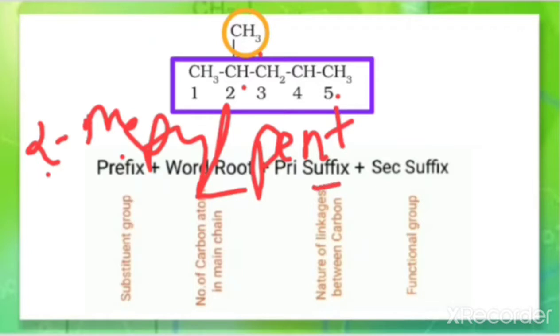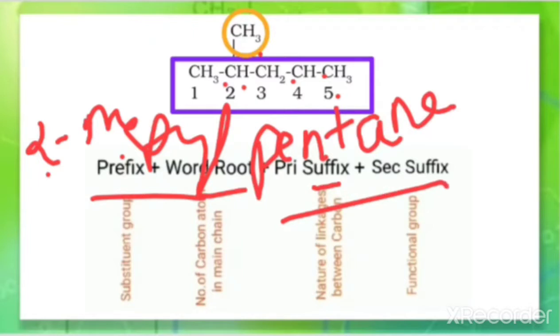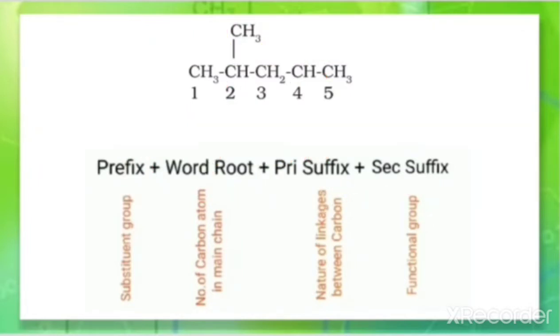Next, the primary suffix. The primary suffix represents the linkage between the carbons in the chain. Here, when you see, all the carbons are bonded by single bonds. So when there is a single bond, we have to use the suffix ane. So what is the name for this one? 2-methylpentane. So let us write the name properly: 2-methylpentane. So this is the right way of making the IUPAC name for the organic compound.